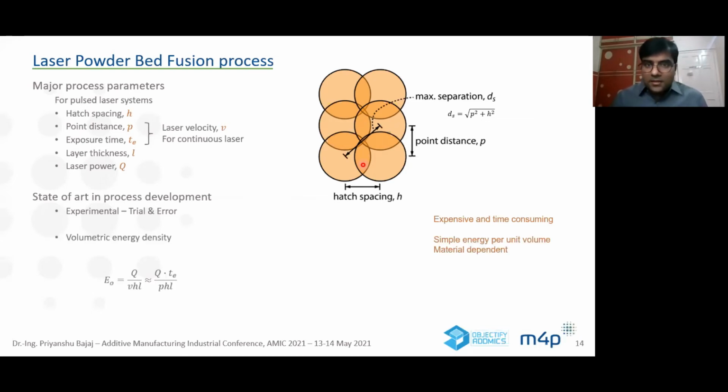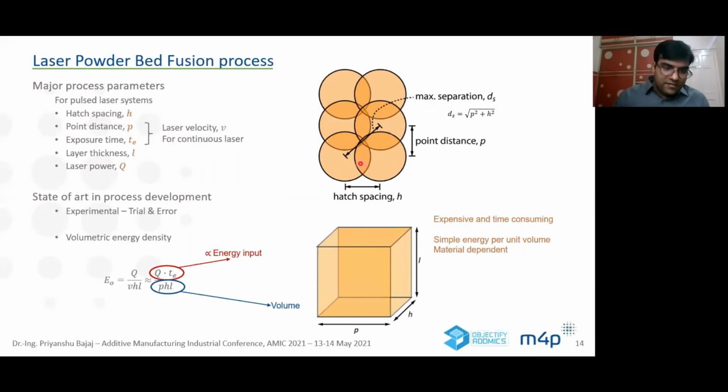Another method which many people are using is the so-called volumetric energy density. It's very simple, very easy to use, but sadly not very predictive. What it gives me is basically, very fundamentally, energy input over volume. It does not take material properties into account. So if I have an energy density for copper or steels or titanium, I cannot transfer it to molybdenum or aluminum or some other material. So this is useful, but only in a very limited span of materials.